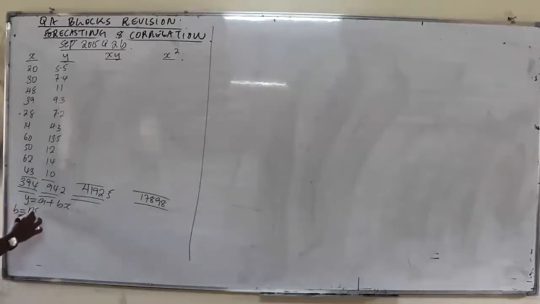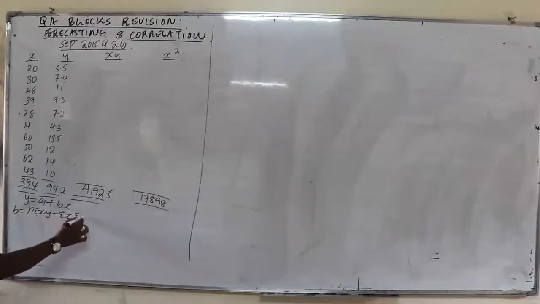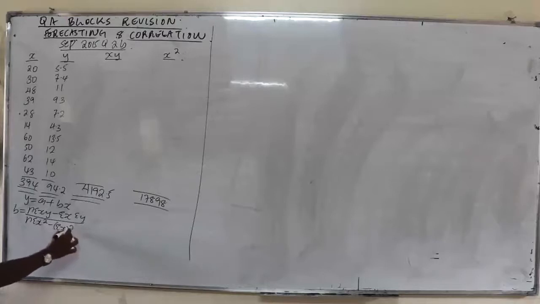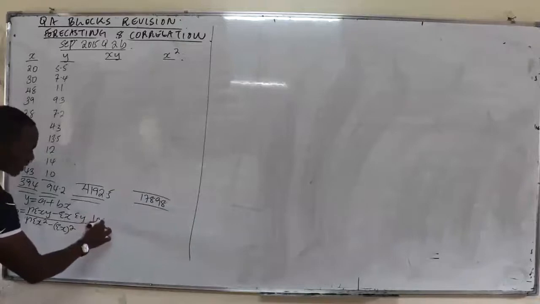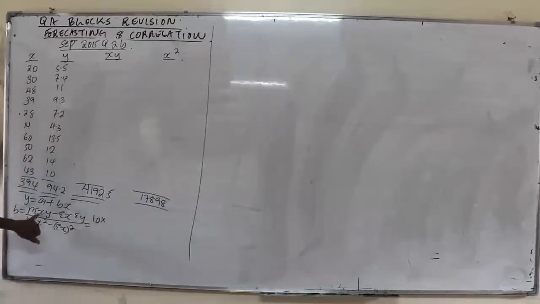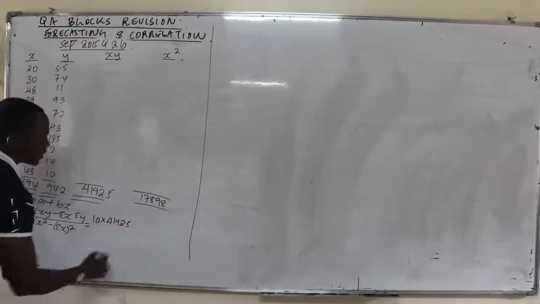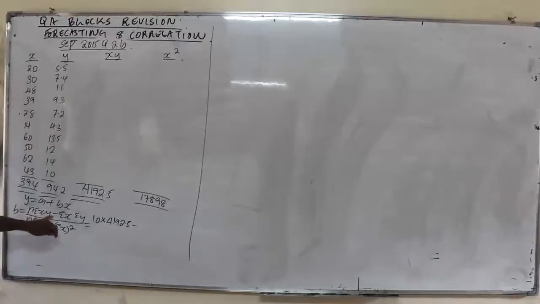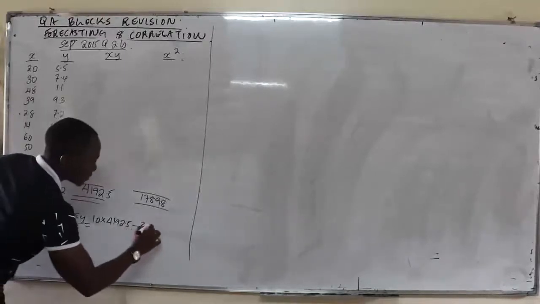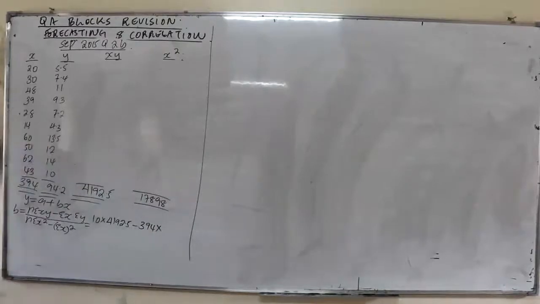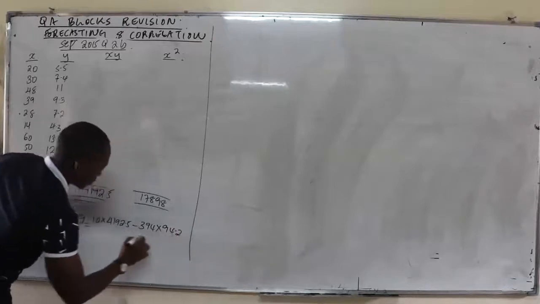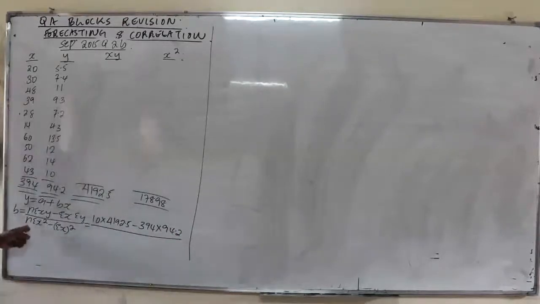B, it's N summation of XY, minus summation of X, summation of Y, and then divided by N summation of X squared minus summation of X in bracket square. So just take N, they were 10 marketers, you multiply by summation of XY, and the summation of XY, we have it's 4192.5. Then you deduct summation of X, which is 394. You multiply by summation of Y, and summation of Y, it's 94.2. Then you divide by N is 10.